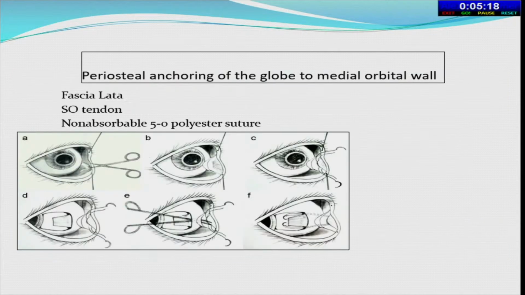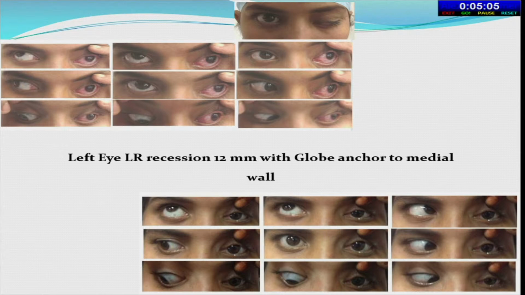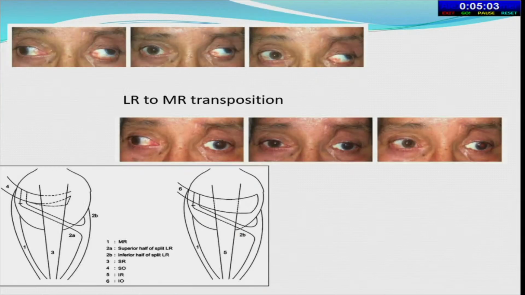If there is no force at all in the medial rectus, then probably you will have to resort to an anchor surgery, where you anchor the globe to the medial wall of the orbit, or a transposition surgery where you transpose the lateral rectus to the medial rectus. So you have these two surgeries at your disposal whenever there is a complete third nerve palsy, when you cannot use any other muscle for transposition. The only muscle left is the lateral rectus. So this surgery is gaining popularity day by day.